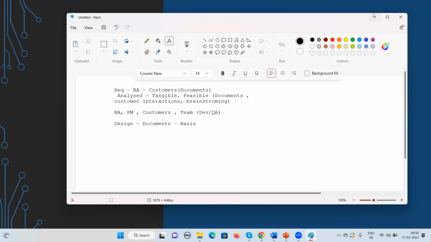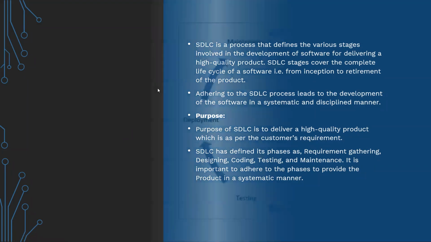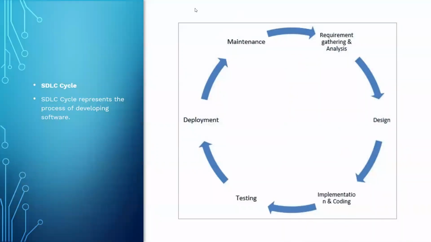Okay, so let me go back here and see what the different phases are. The purpose of this is that we can deliver a high quality product as per the customer's requirements. SDLC has defined its phases: requirement gathering, designing, coding, testing, maintaining. It is important to adapt to the phases to provide the product in a systematic manner. So the phases are: requirement gathering and analysis, design, implementation and coding, testing, deployment, and maintenance. It's a continuous life cycle.